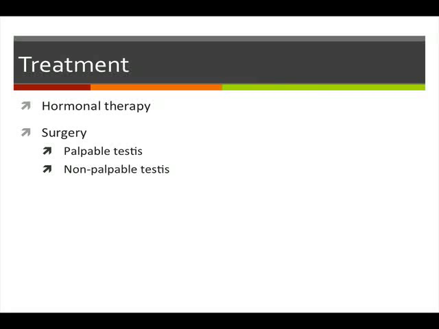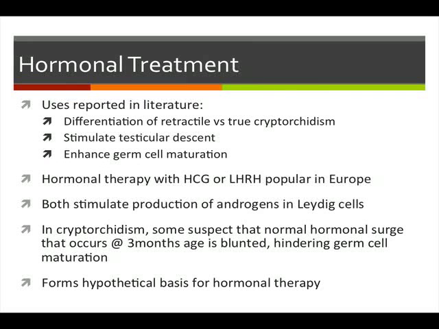So how do you fix cryptorchid testes? There are hormonal therapies and surgery. Hormonal treatment has been stated to be used quite widely in the literature, and there are three main uses. One is stimulating testicular descent. You can try to enhance germ cell maturation. And some people have even used it to differentiate between retractile or true cryptorchidism. The thinking is that if you just have a retractile testis, it's much easier to bring down into the scrotum.